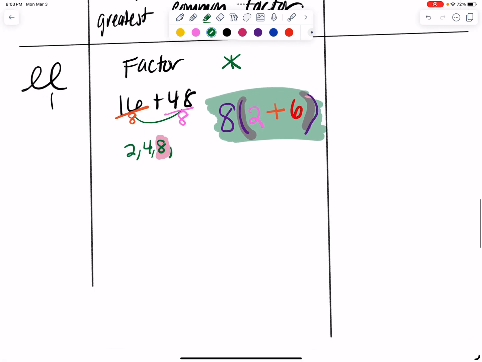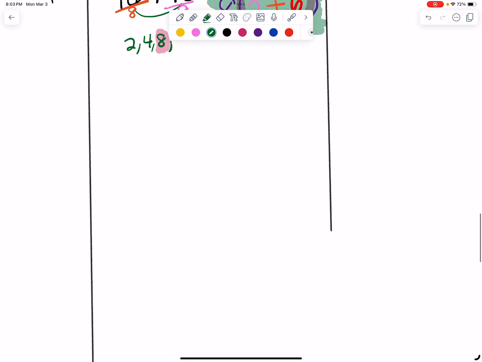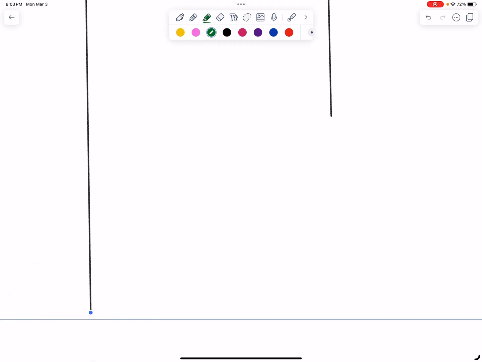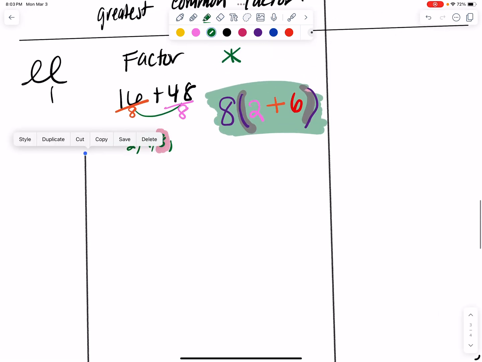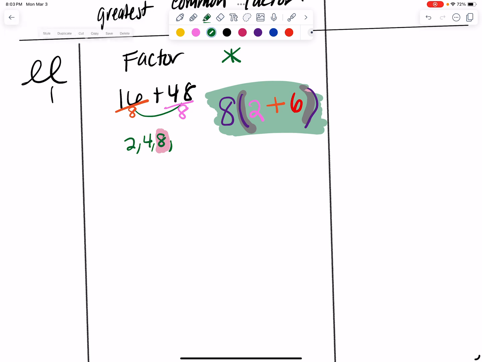Okay, let's do another example. You can also do all the factors, but it just seems like a lot of work. Okay. Oh, no. What happened to my line? Okay, next one. Factor.